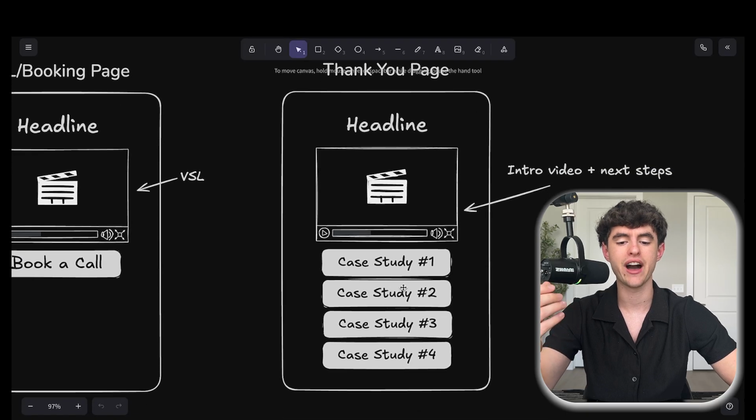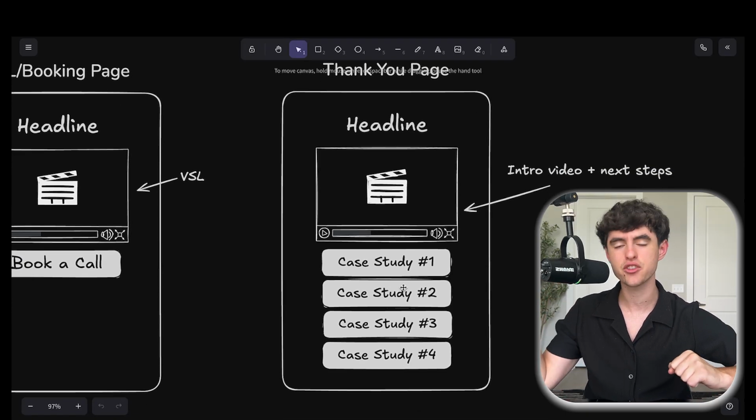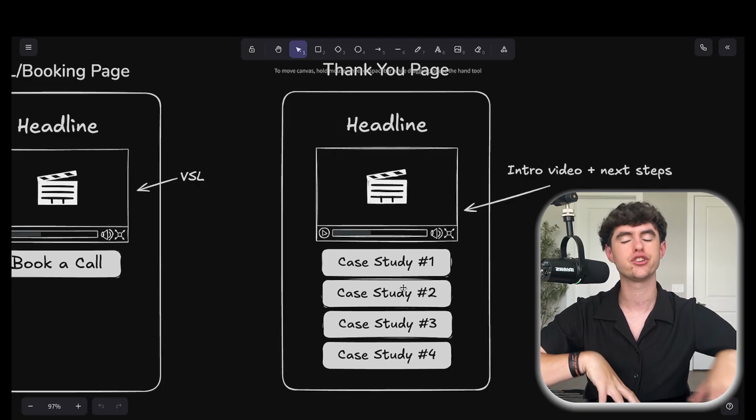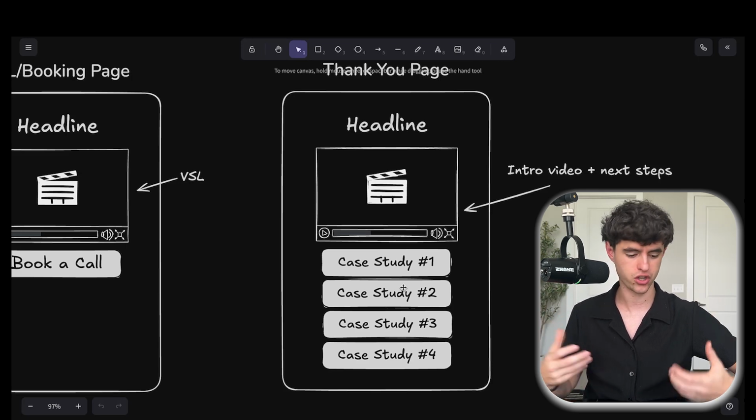And just provide as much value as you can on the thank you page and just prep them for the call. Make it as easy as possible for the lead to be ready and prepared for when they see you, and don't make them do all that manual work. If you can make it easy for them, they're already on the page, they're stuck to it, they're watching it.